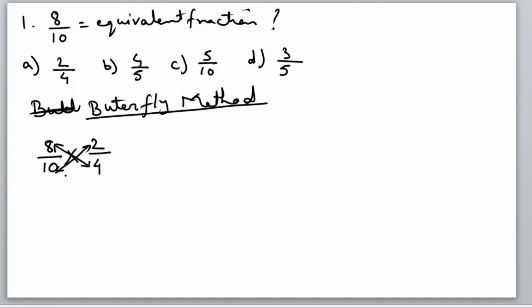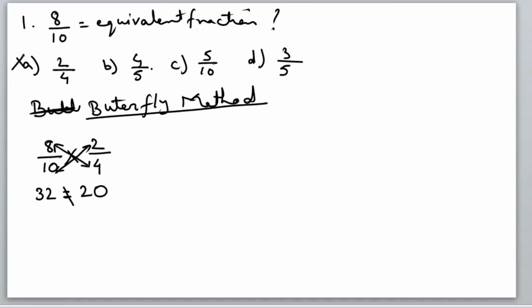Then 8 times 4, it will be 32. Then you have to put the equal sign. 10 times 2, it will be 20. Is 32 equal to 20? No. This means option 1 is not the equivalent of 8 by 10.